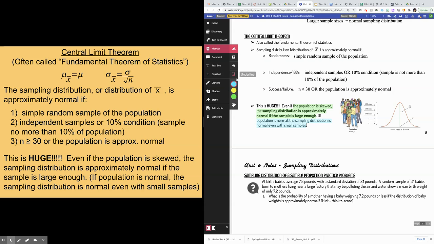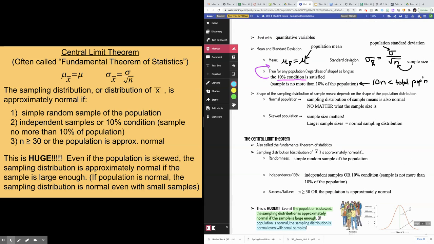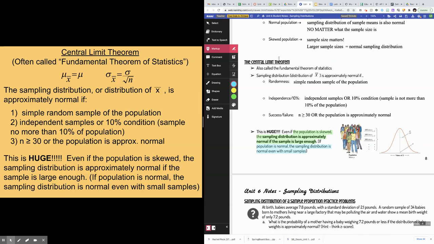Okay. So if you're going to take anything away from this video, one, it's the formulas for mean and standard deviation, okay? And second, it's the central limit theorem and these three conditions, right? Really, the first two conditions are kind of roped in to the central limit theorem, but the key point for the central limit theorem is this point right here, the sample size being greater than 30 or the population being approximately normal, okay, in order for the sampling distribution of means to be normal. Okay.